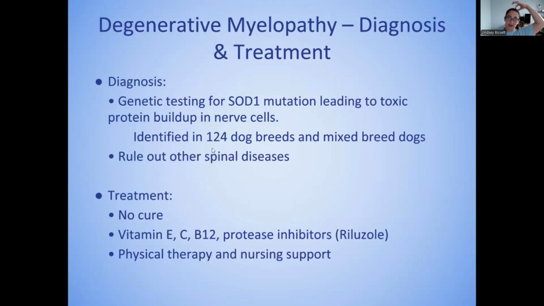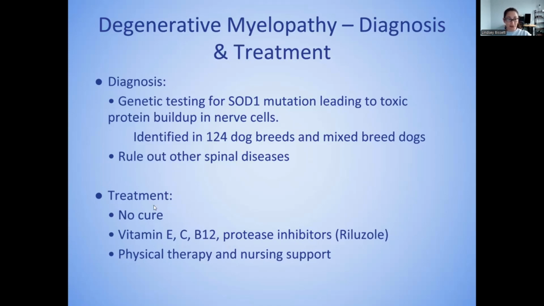Diagnosis is genetic testing. The cause of degenerative myelopathy is the SOD1 mutation. What ends up happening is that they get a buildup of toxic proteins within their nerve cells that they are not able to conduct appropriately. Even though German Shepherds, Corgis, and Retrievers are definitely overrepresented, this mutation has been seen in 124 dog breeds and in mixed breed dogs as well.